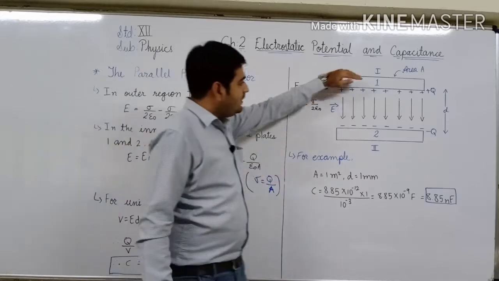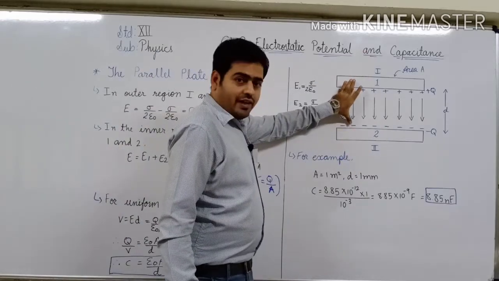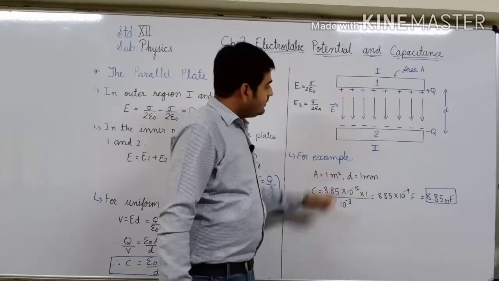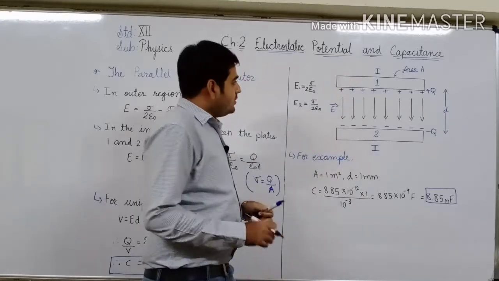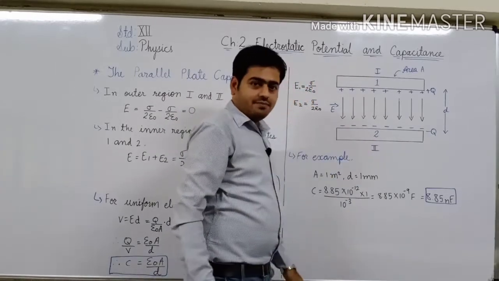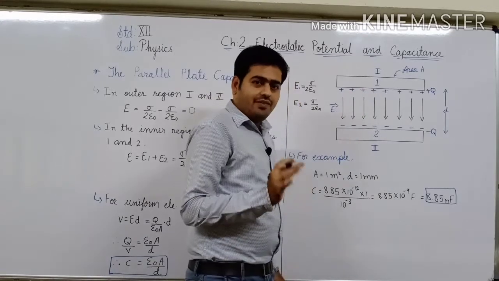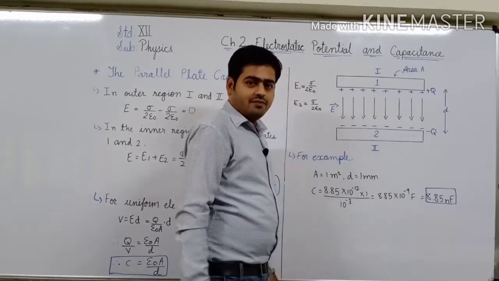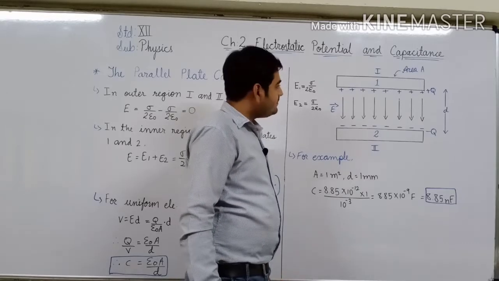What is the electric field outside the capacitor? These two plates will form one capacitor. Outside the capacitor, I want to find the electric field, so I want to find the electric field in the first region and the second region. Electric field due to a plate, this we have already studied in chapter number 1, in the second application of Gauss's law.